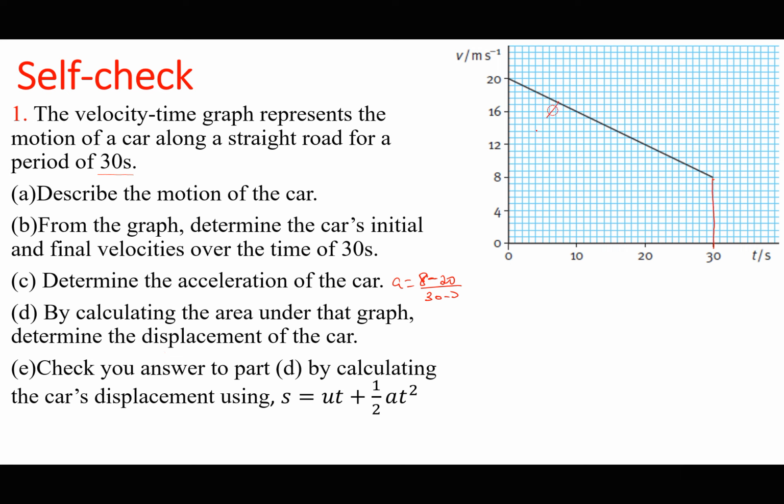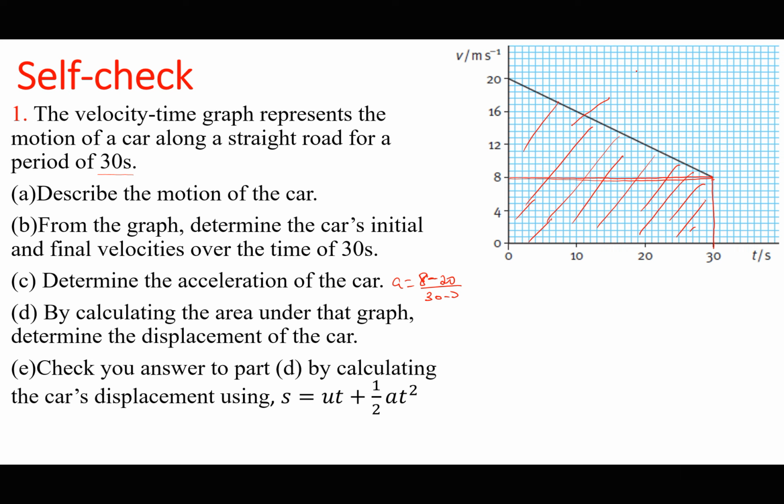So this is a trapezium. Or you can divide it into two shapes, a rectangle and a triangle, and then you find the area with the x-axis. Some people will only cut off the triangle and find the area of the triangle. You find the area with the time axis. So that is a trapezium, and you can use any method. So by calculating the area under the graph, determine the displacement.